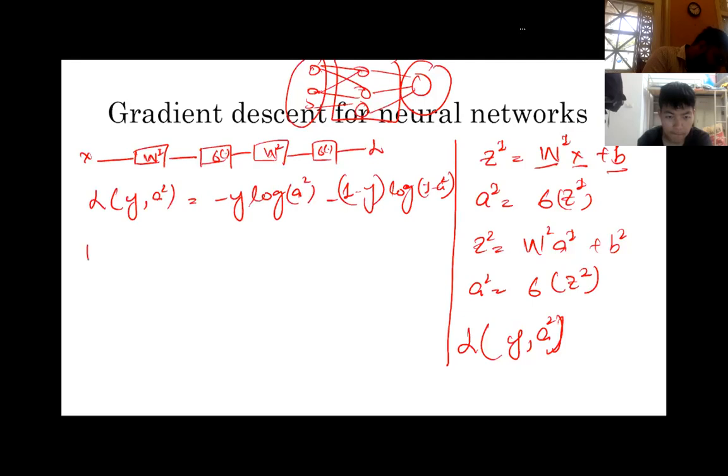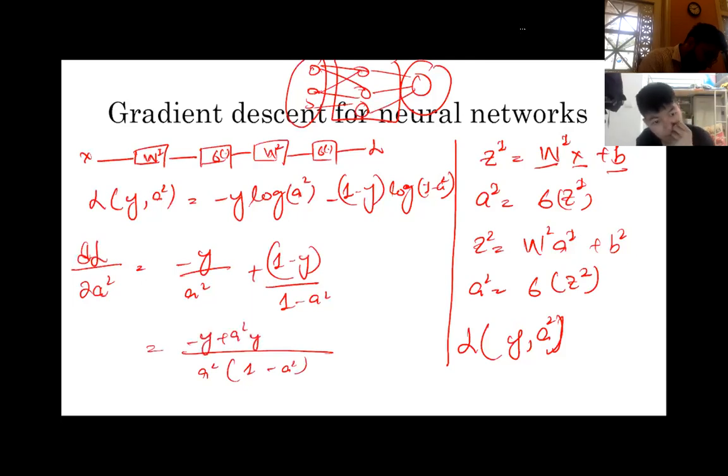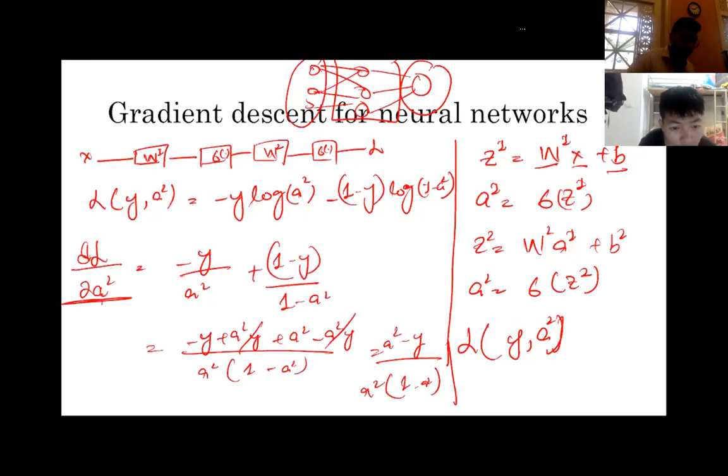Okay, so let's take the derivative of the loss function with respect to a2. And this becomes minus y divided by a2 minus (1 minus y) divided by 1 minus a2, times minus 1, so this becomes plus. Hopefully I'm not making any mistake. So this becomes a2(1 minus a2), and minus y plus a2y plus a2 minus a2y. So these two cancel out and this becomes (a2 minus y) divided by a2(1 minus a2). So we have the derivative of L with respect to a2.